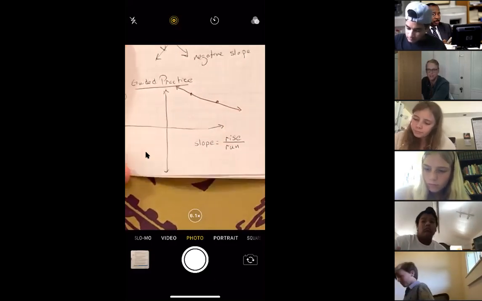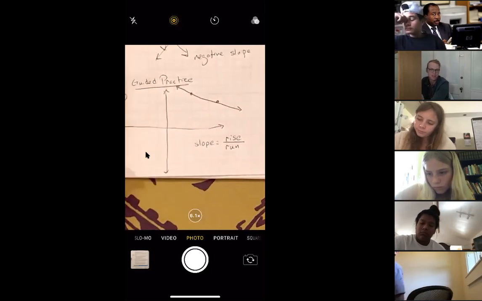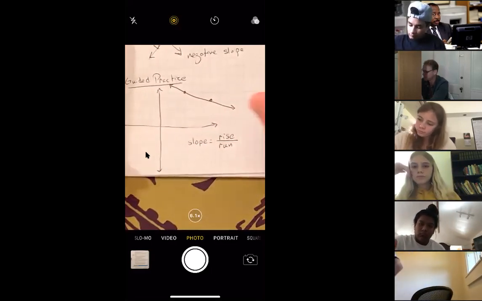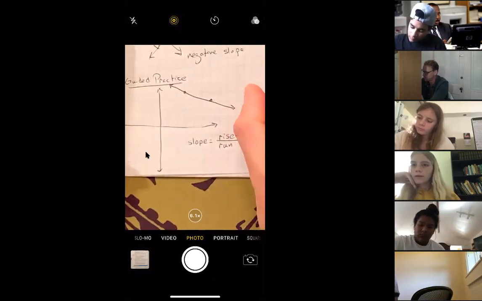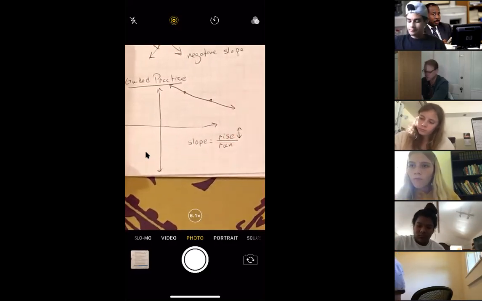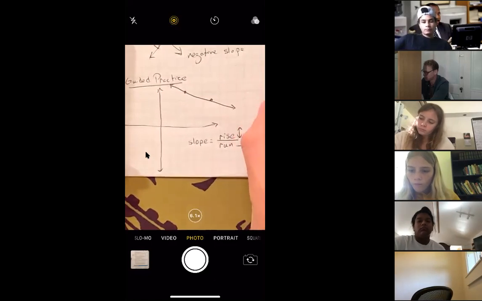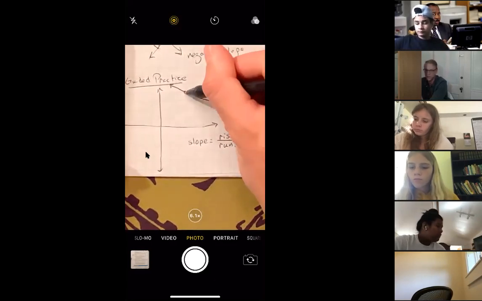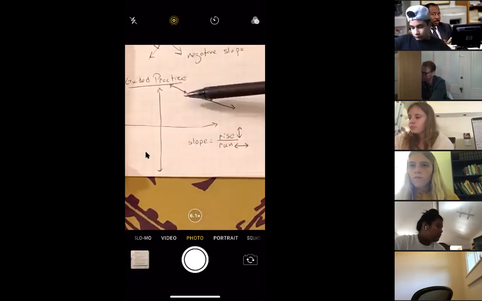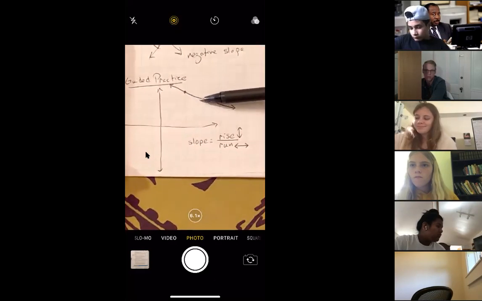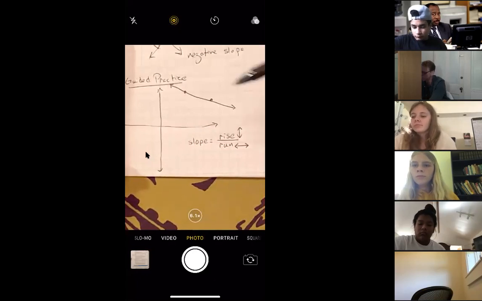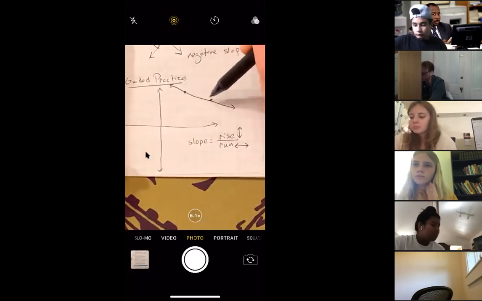That makes sense for me. For you it might not, so I want to make sure you guys understand that. When I say rise, I mean vertical change, up and down. When I say run, I mean horizontal change, left and right. And so what we're going to do here is look at how we can get from this point to this point on our grid.